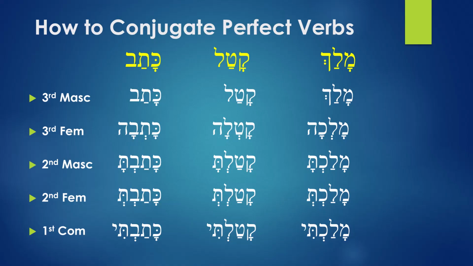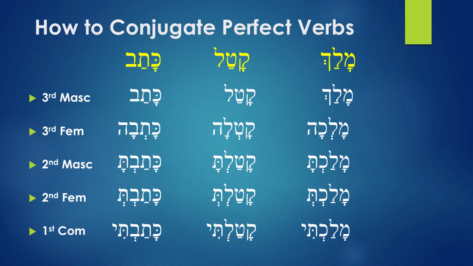And on the word katal, katal means he killed. 3ms will start with katal. Katal means he killed. 3fs will be katla, and katla means she killed. 2ms we have katalta. Katalta means you killed. And then you have katalt. Katalt means you killed.